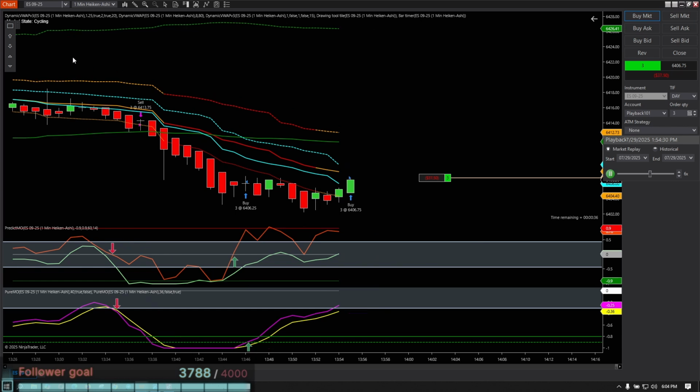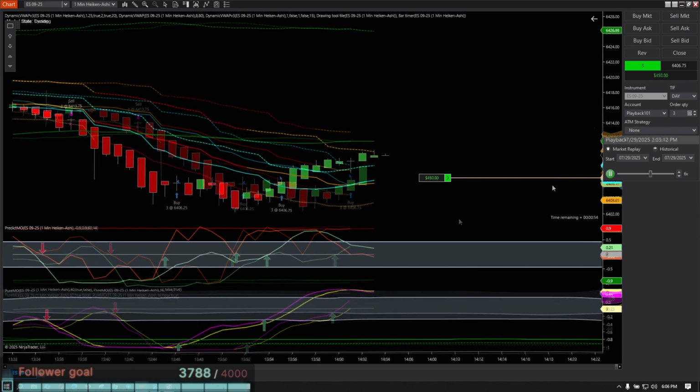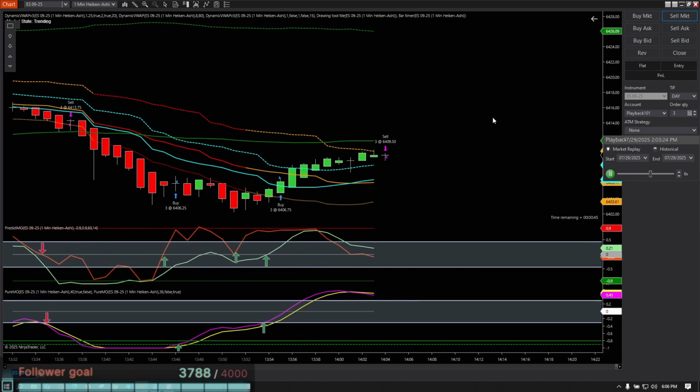Order filled. Okay, right there. You got price right at the zero line. You got the predictor above zero. You've got an inflection point here with momentum rising. Let's see where that takes us. And there you go, guys. Order filled right there.